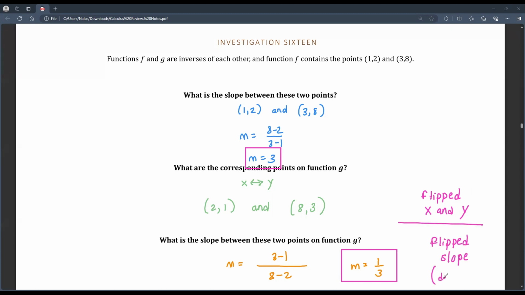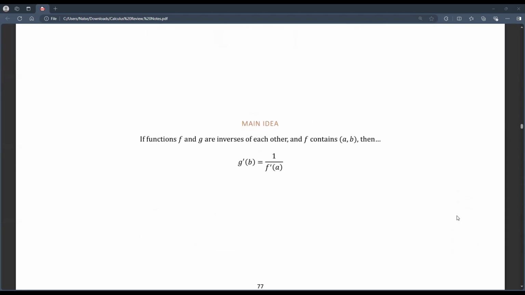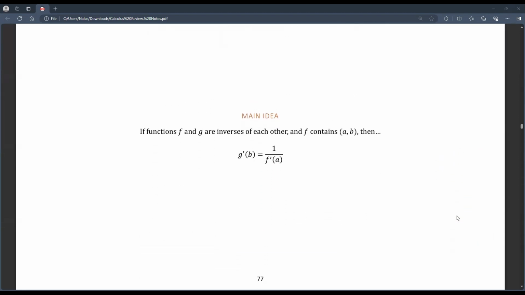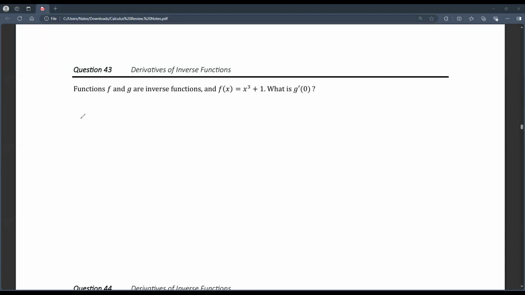Do you see how this relates to their derivatives? Since derivatives tell us about a function's slope, we should realize that the derivative values of inverse functions are reciprocals of each other, so long as we are referencing corresponding points. Let's use this relationship to answer question 43.